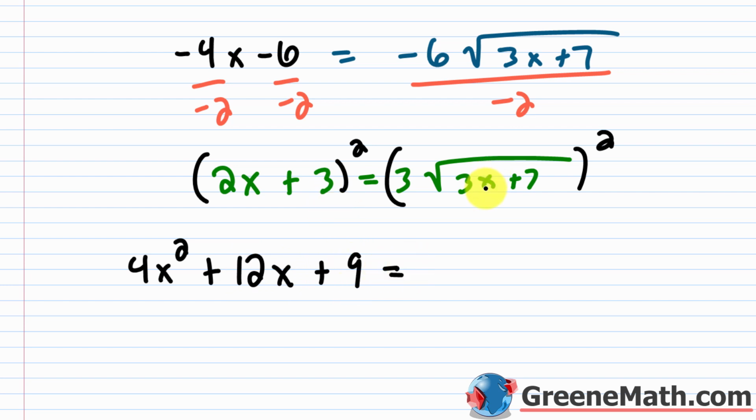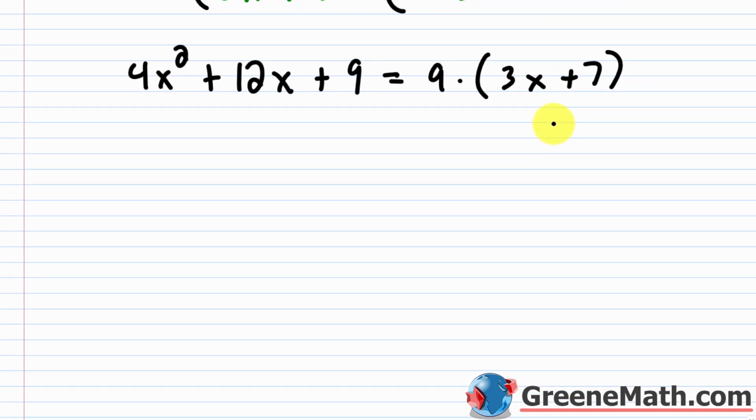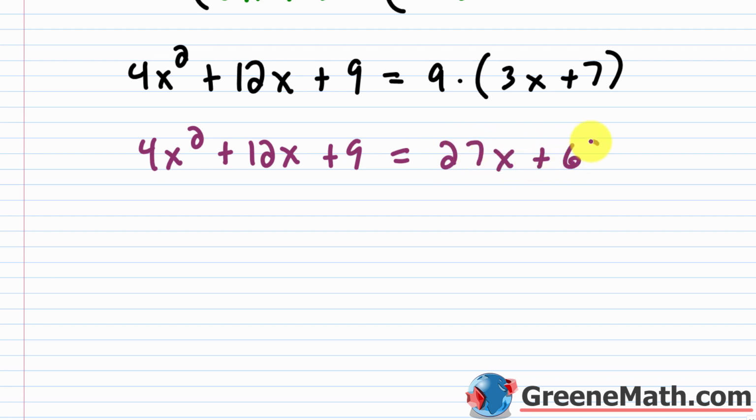This equals, when you square this guy, you have to be really careful. It's 3 squared, which is 9, multiplied by this guy being squared, so you have to wrap this in parentheses. You would get 3x plus 7 inside. And then you just need to use your distributive property here. So let's write 4x squared plus 12x plus 9 is equal to 27x plus 63. All I did here was multiply 9 times 3x to get 27x. Then plus, you have 9 times 7, that's 63. So that's all I did.